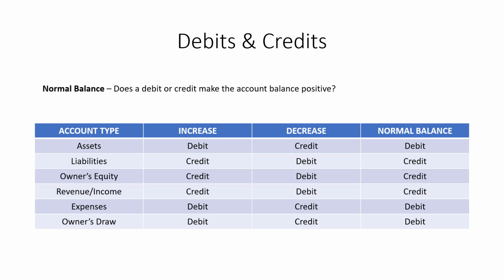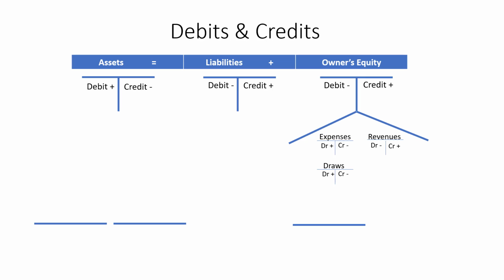We're not going to go through all these account types, but you can just see that, for example, for liabilities, a credit increases the liability account and a debit decreases it. So therefore, the normal balance of our liabilities account is a credit balance. In looking at our accounting equation, you'll notice that regardless of the account type, the debits are always on the left and the credits are always on the right. However, the difference is whether a debit increases or decreases an account type.